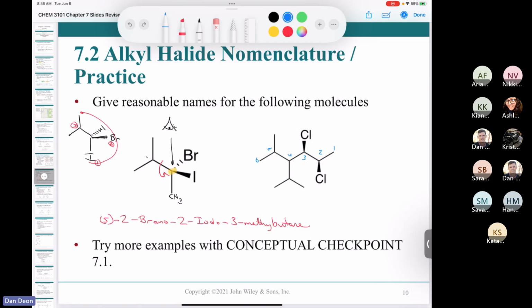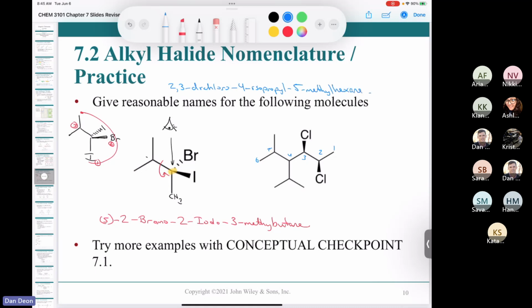So we've got a 2,3-dichloro, 4-isopropyl, 5-methyl hexane. So that's quite a bit of stuff here. So we'll write this down. So we've got 2,3-dichloro, 4-isopropyl, 5-methyl hexane.